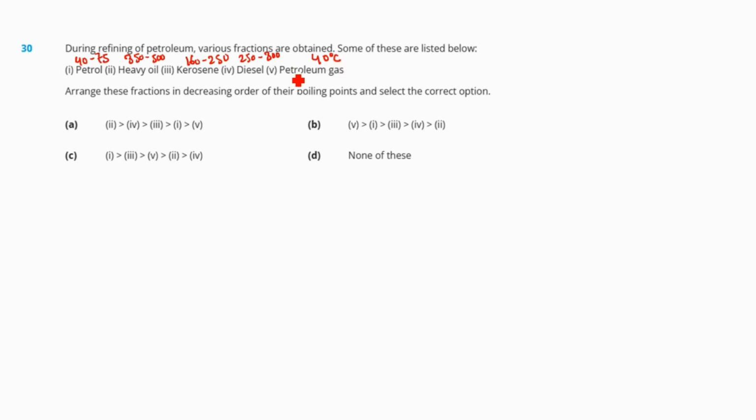So they've asked us to arrange this in decreasing order of their boiling point. So our correct answer should be first 2, then 4, then 3, then 1, and the last one should be 5. So our correct answer is option number A.